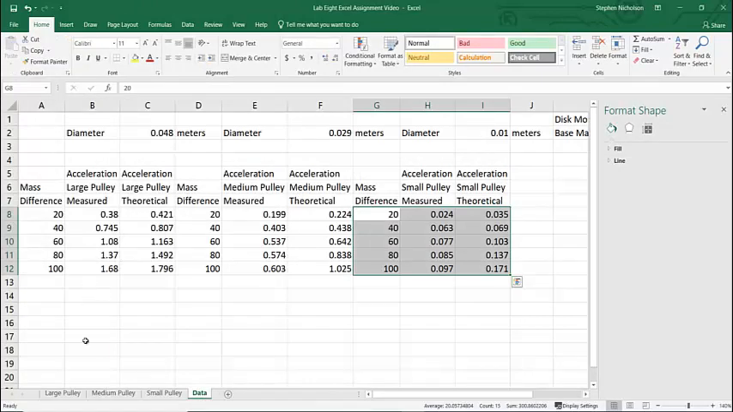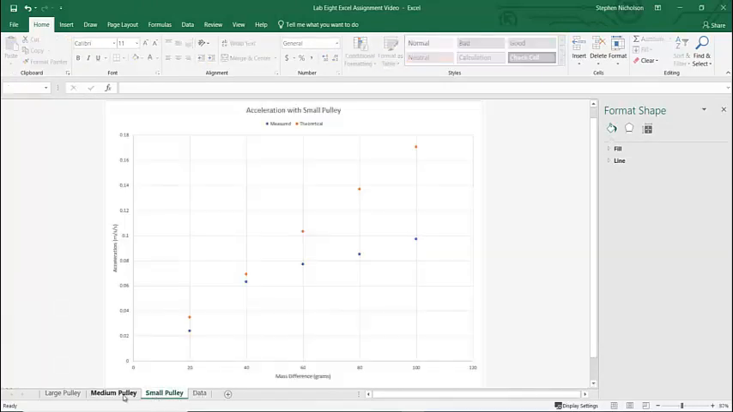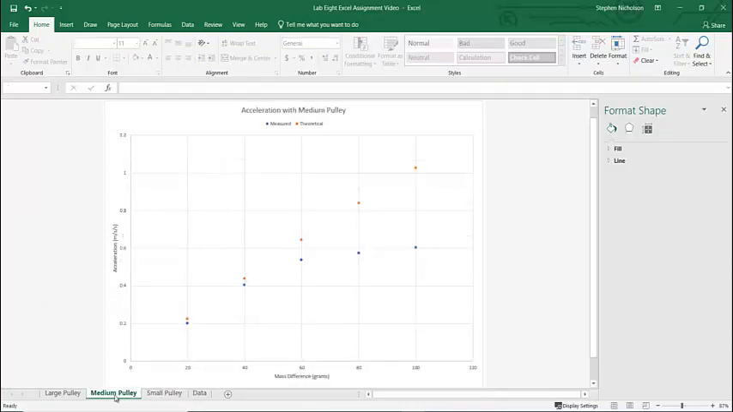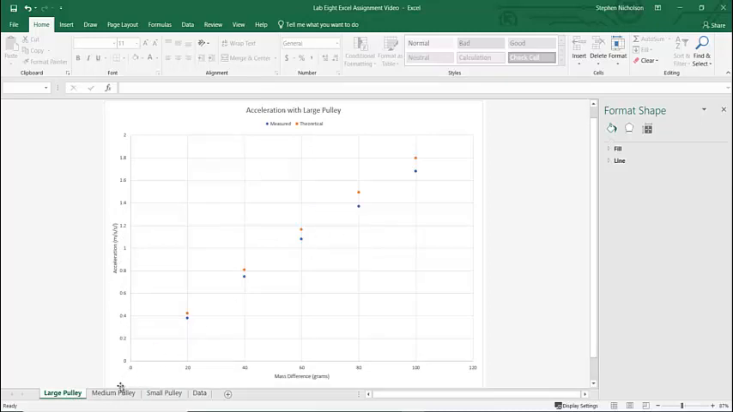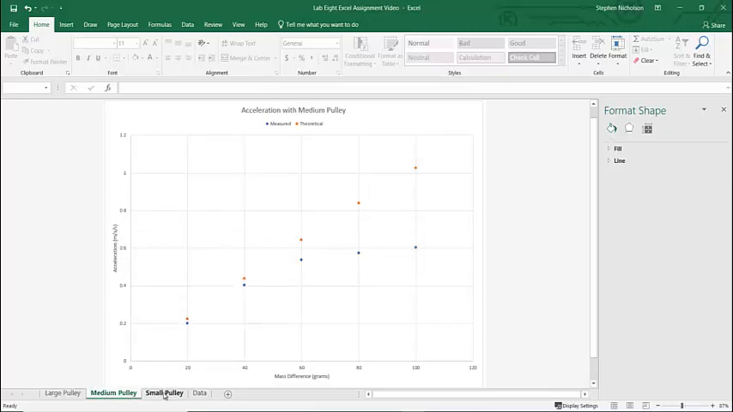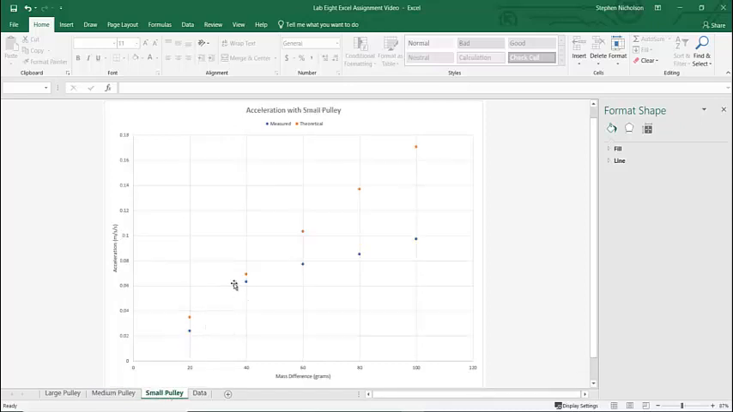So we got our data, got our pulleys, and again, the main thing we're looking at here is for the large pulley, we didn't have slippage. For the medium pulley, we didn't have slippage for the two smallest masses. And for the small pulley, we didn't have slippage for the first two as well. Okay, that's it. So you can upload it with your numbers.